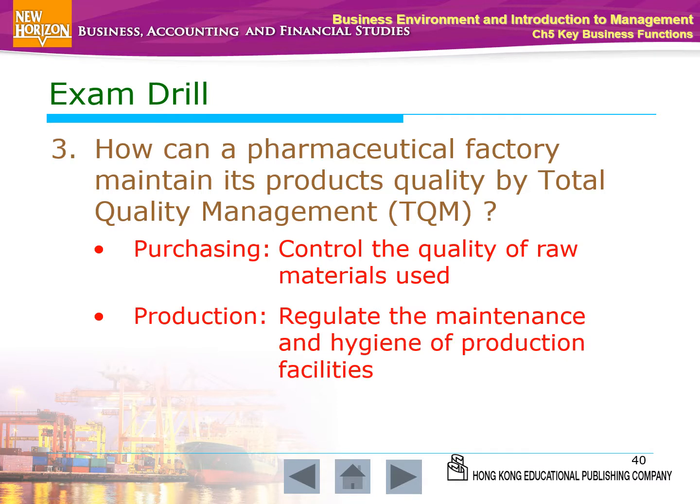Second, production. Of course, if the quality of raw material is of no problem, the second consideration is how the raw materials are used to produce the medicine. If you are the operations manager, you should make sure the production facilities are clean enough. Of course, you should try to keep good maintenance of the facilities. So the keyword is to regulate the maintenance and hygiene of the production facilities.